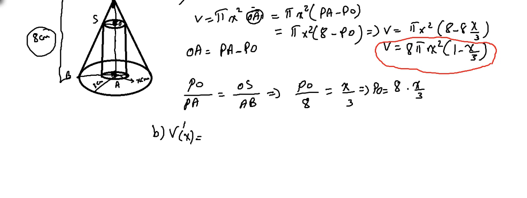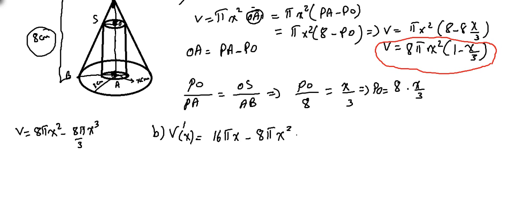V equals 8 pi x squared times (1 minus x over 3). Let me expand it first: 8 pi x squared times 1, minus 8 pi x squared times x over 3, which is 8 pi x cubed over 3. How do we derive this formula? The derivative of 8 pi x squared is 16 pi x, minus 3 times 8, which is 24, divided by 3, is 8 again, pi x squared.